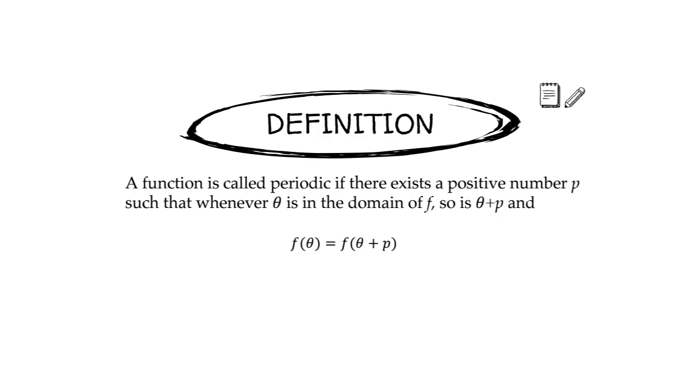A function is called periodic if there exists some positive number p such that whenever theta is in the domain of f, so is theta plus p. And it's true that f of theta is equal to f of theta plus p. Now, this is just a fancy way to say that a function is called periodic if it repeats every so often. And we know that sine and cosine do. They repeat every 2 pi radians, or 360 degrees. So in the case of the sine and the cosine function, the period, this p-value, is 2 pi.